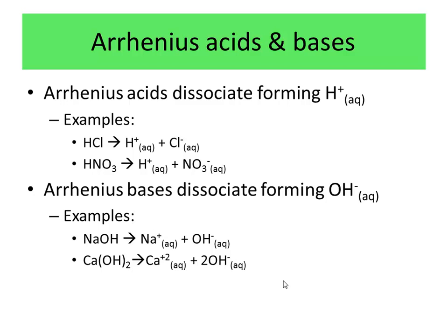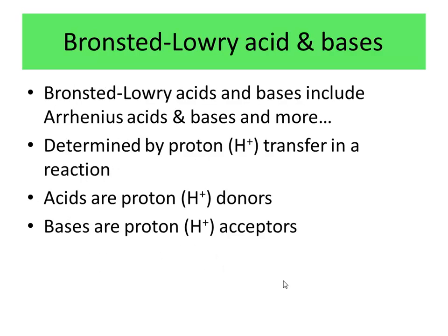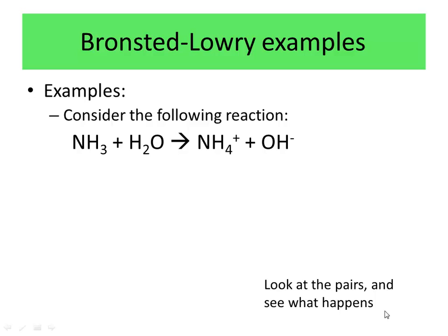So that's it. Bronsted-Lowry acids and bases. I told you we'd talk about this. They're determined by hydrogen transfer in a reaction. Acids are proton donors. Bases are proton acceptors. Copy this down. Here's an example of a Bronsted-Lowry reaction.